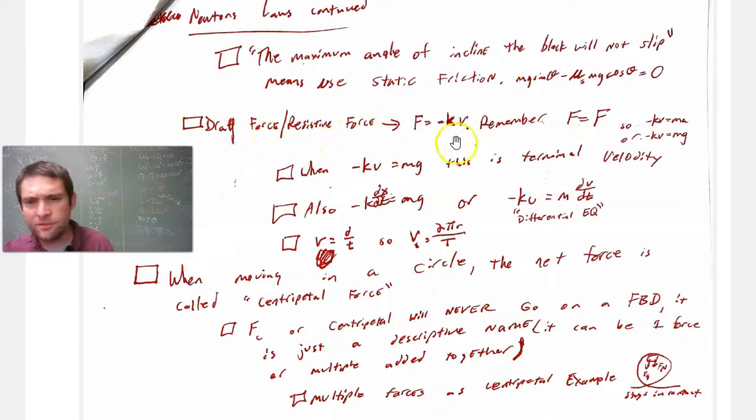Drag force or resistive force, you're going to use either F equals kV or F equals bV squared. bV squared is for larger objects, so this would be like a person falling out of an airplane, while this would be air resistance on a ball through the air. Big, fast objects, smaller objects. But remember that F equals F, so negative kV equals ma or negative kV equals mg.